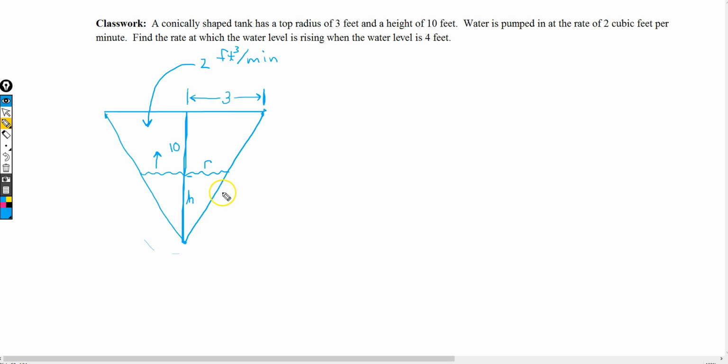And I think we have everything now. Oh, let's say the volume of the water, we'll call that V. That's the volume of the amount of water we have in the tank. And now I think we have everything in place. So let's see what we're given. Now water's being pumped in at the rate of 2 cubic feet per minute. So that tells us the rate at which the volume of the water is changing. So we're given dV/dt is 2.